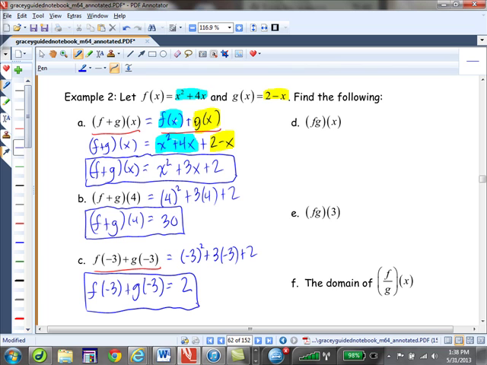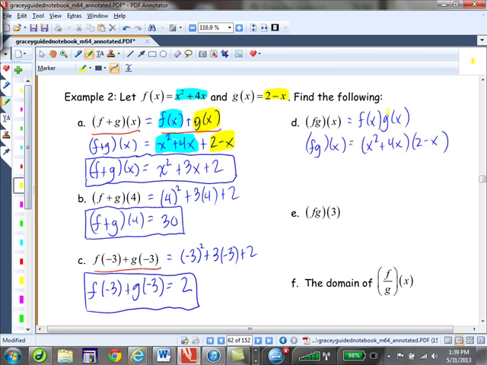Okay, so let's move on to finding the product. This product will be f at x times g at x. So fg at x will be x squared plus 4x times 2 minus x. So don't forget to use that distributive law twice. This was our g, and this here was our f, and we're multiplying them now.